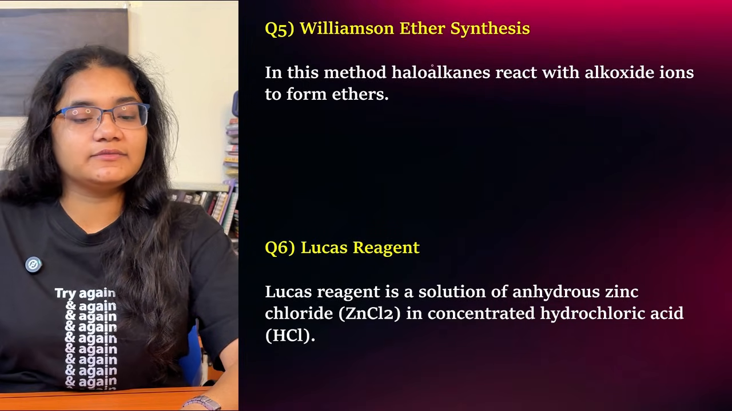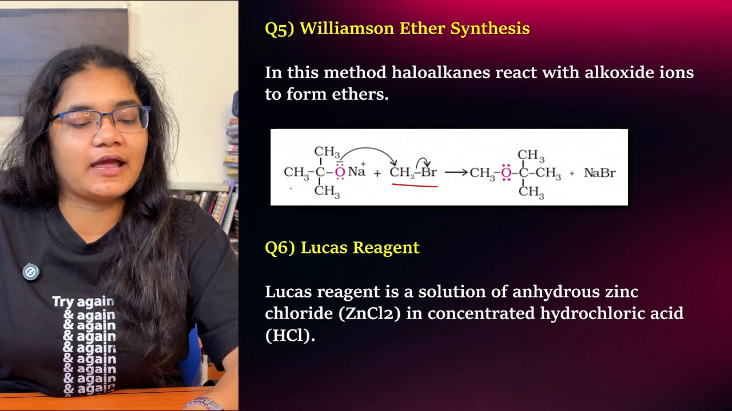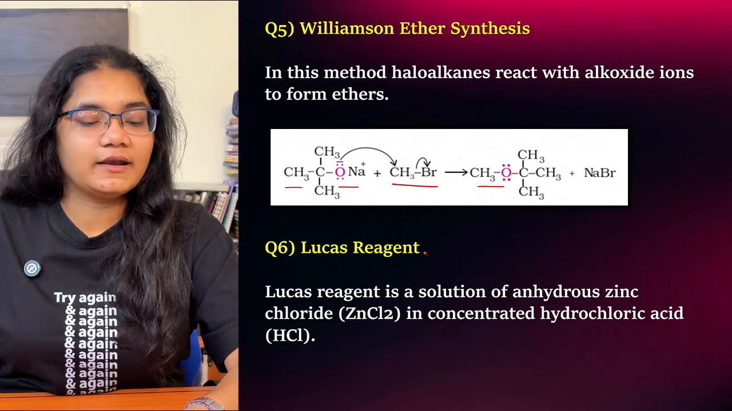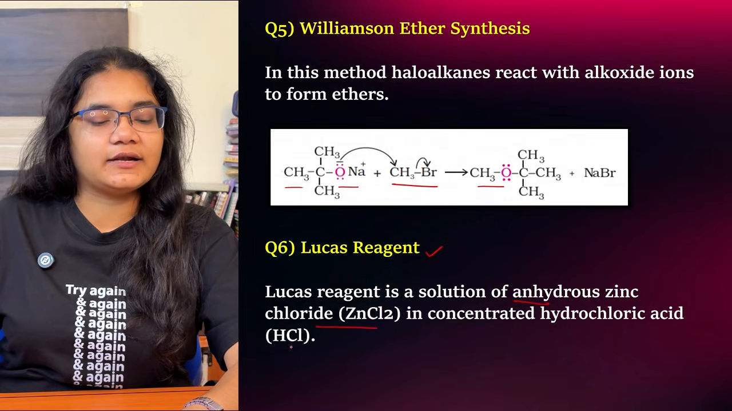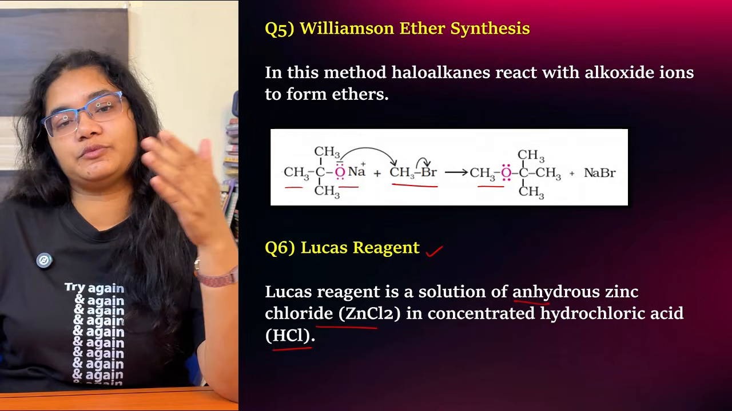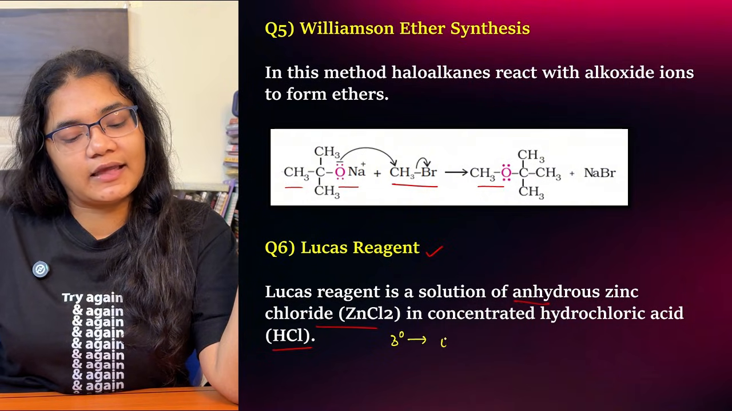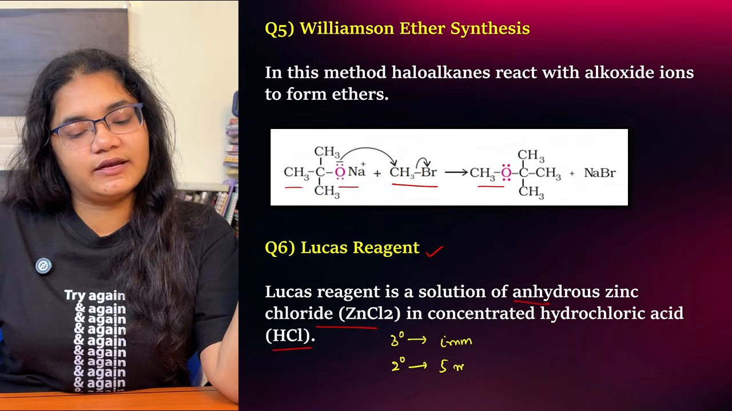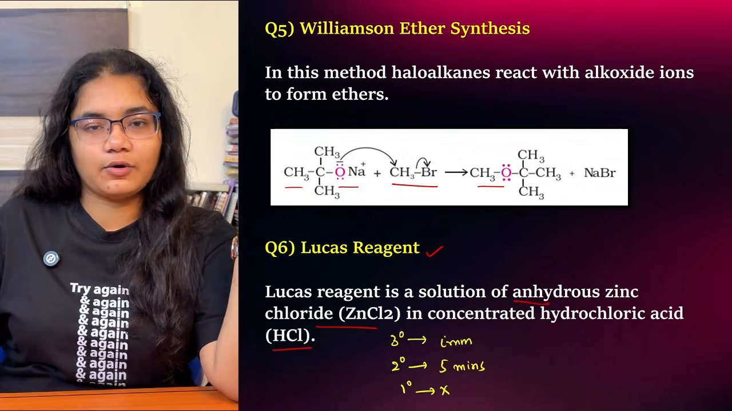Next, we'll talk about Williamson ether synthesis. So in this method, what happens? The haloalkanes react with alkoxide, sodium alkoxide, to give you ether. Next, Lucas reagent, it is anhydrous zinc chloride and concentrated hydrochloric acid mixture, and how it is used to distinguish between primary, secondary, and tertiary alcohols. See, tertiary alcohols will react immediately. Okay, secondary alcohols will react in 5 minutes, and primary alcohols will not react at all.